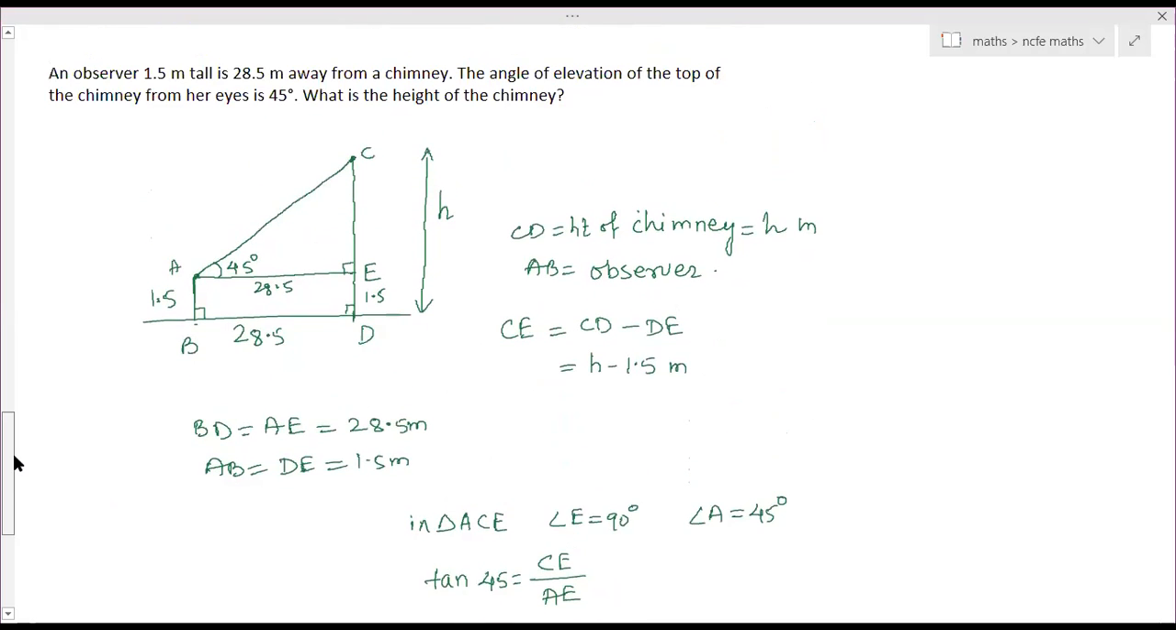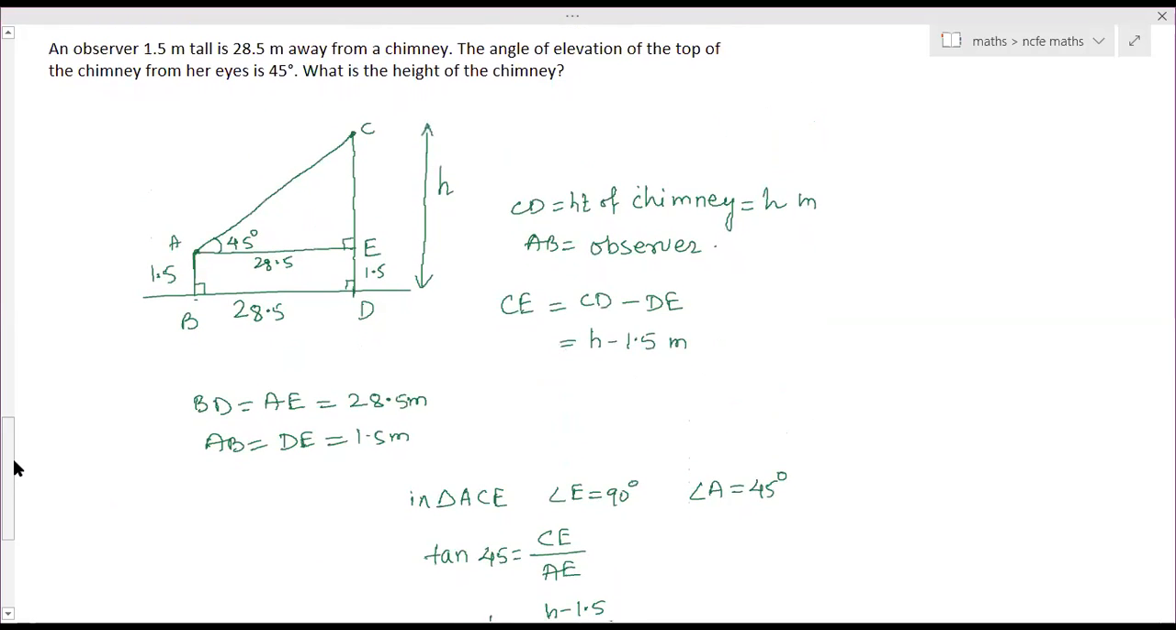Is that clear? Yes, ma'am. So write the question and draw the diagram and solve it.